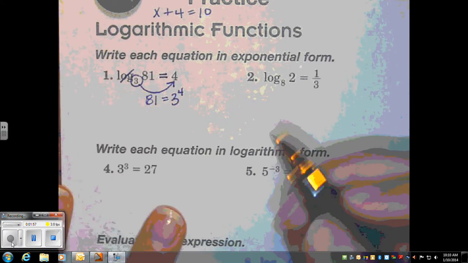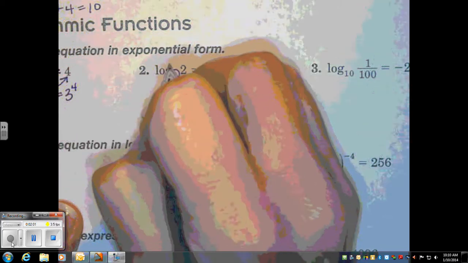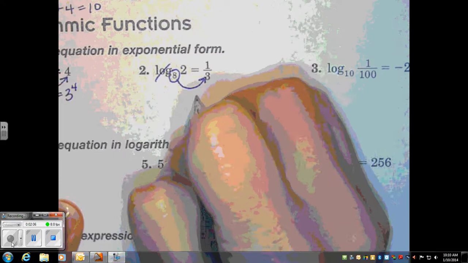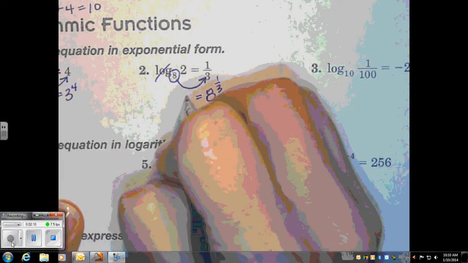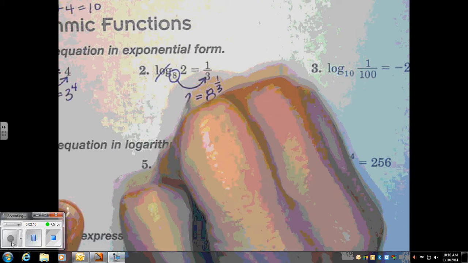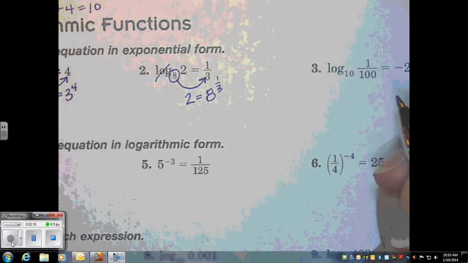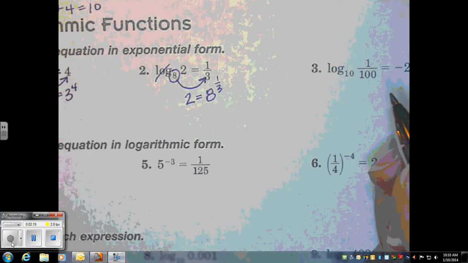Let's look at number 2. When I pick up the base, it knocks the log off. I toss it across the river and it bumps into the 1/3. It scoots him out of the way. 2 equals 8 to the 1/3 power. 8 to the 1/3 is the cube root. The cube root of 8 is 2. True statement. Any questions on 1 or 2?